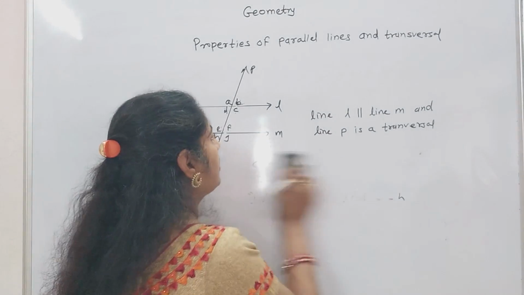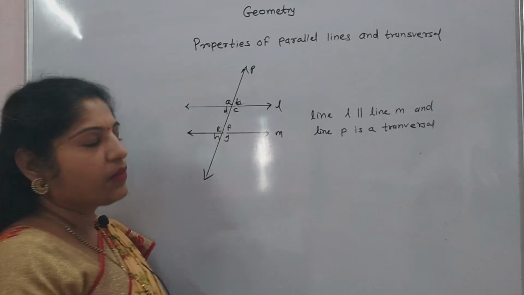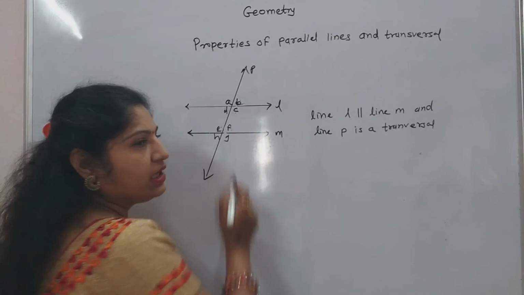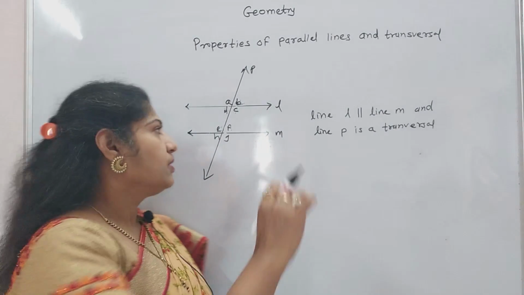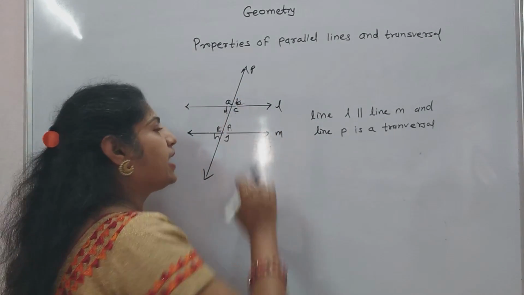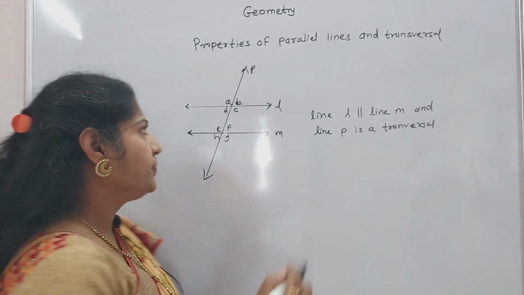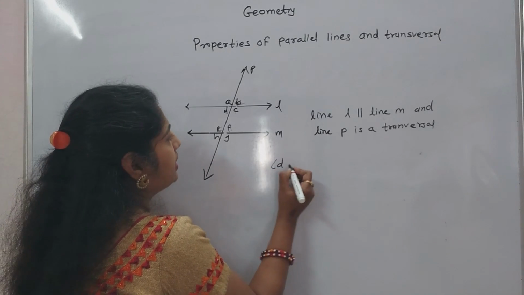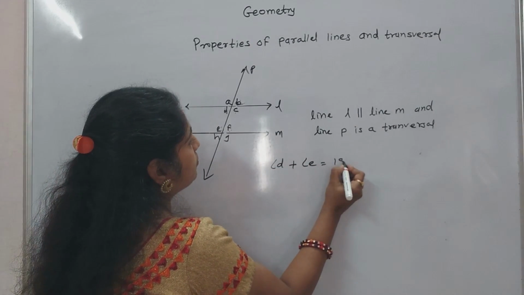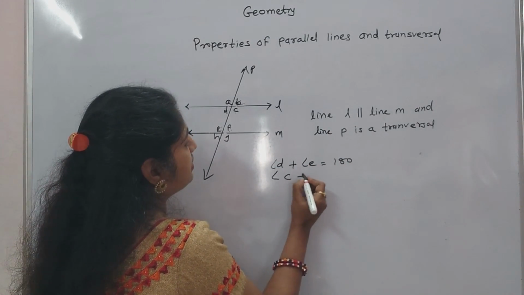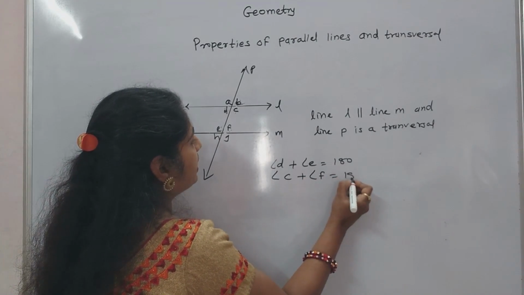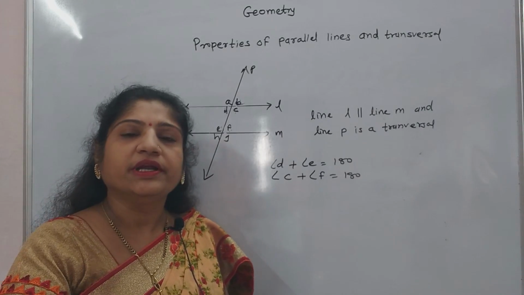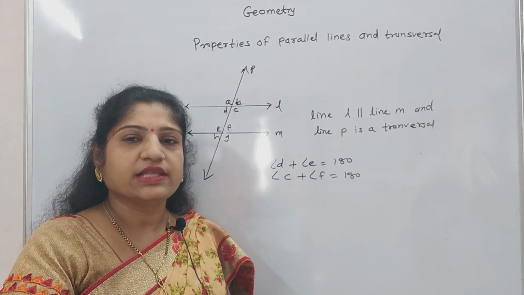Now alternate angles: pairs of alternate angles, D and F, C and E, are also congruent. Interior angles D and E, C and F: angle D plus angle E equal to 180, angle C plus angle F equal to 180. These are the pairs of interior angles and the sum of the interior angles is 180, that is they are supplementary angles.